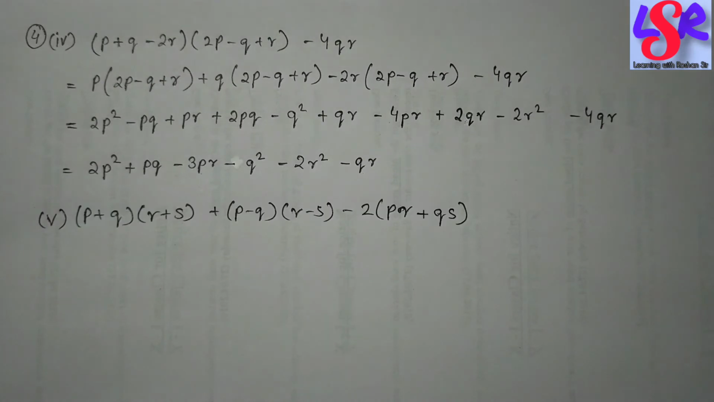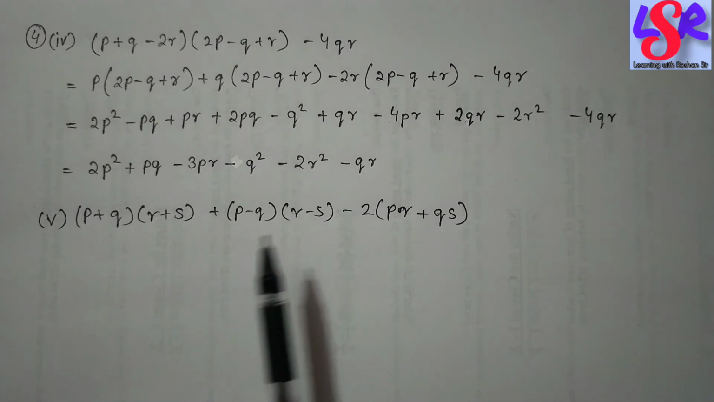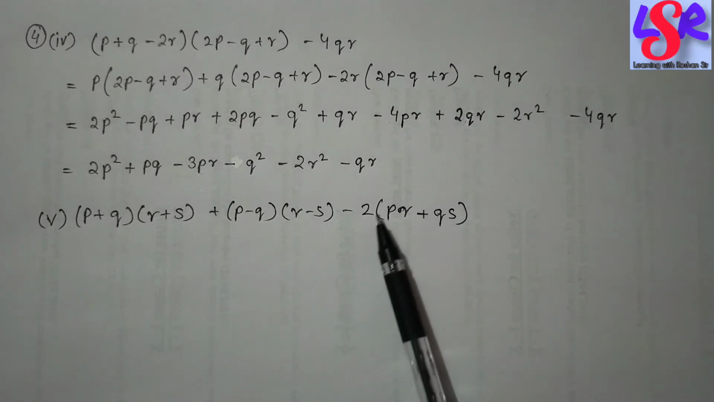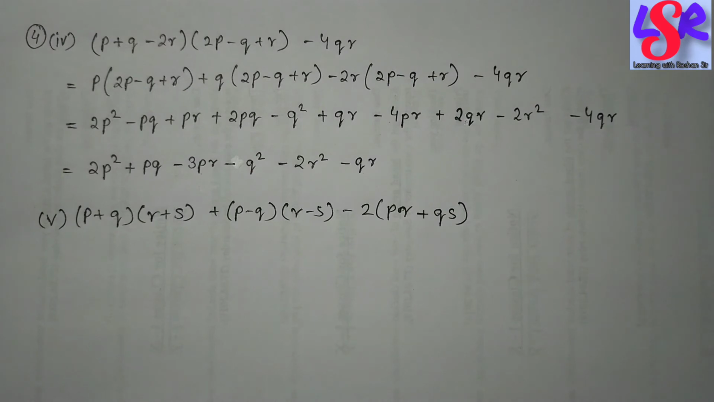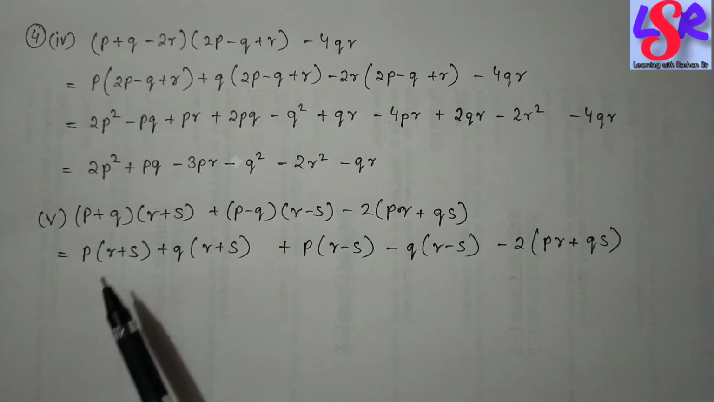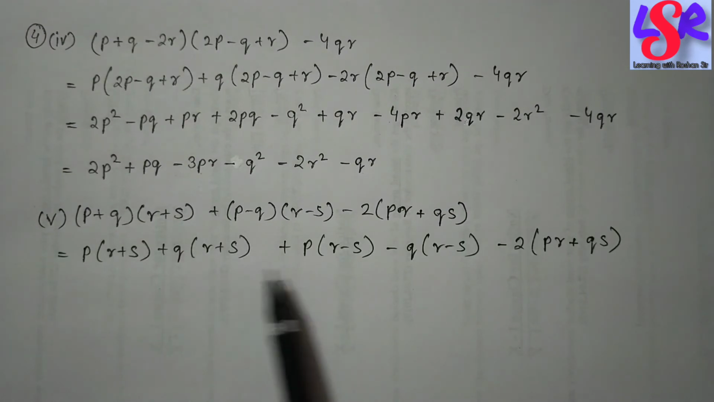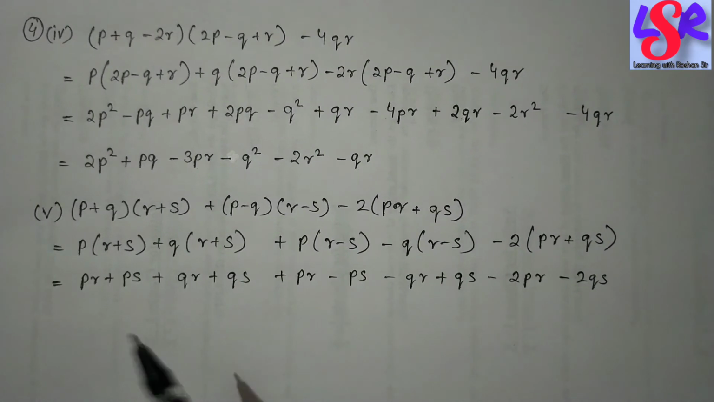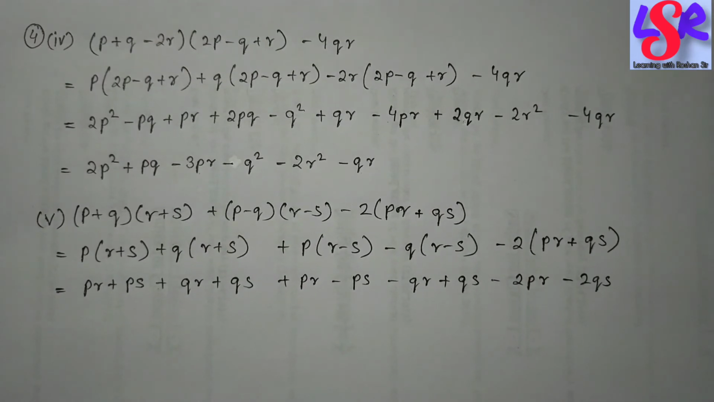Now I'll move to question number 4, fifth part. Here we are having the multiplication of binomial and binomial 2 times, and then we have to open this bracket, and we got this on expanding all of the brackets. Now we are going to solve all of the brackets, and here we get the product of all the brackets, and then we'll just see which are the like terms, and we are going to solve it.